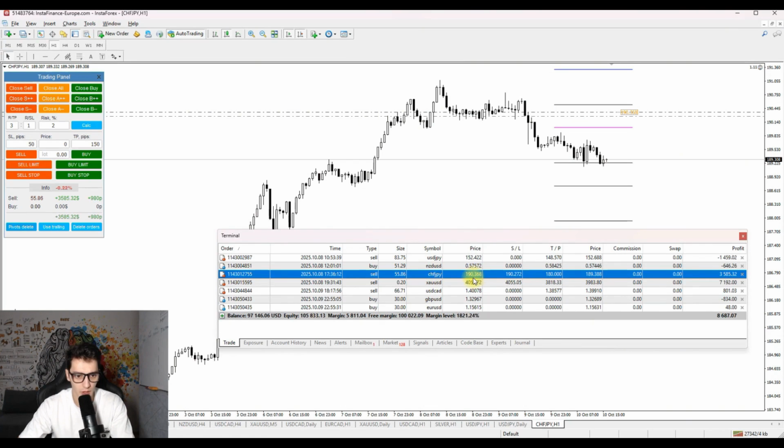Sorry, it was 190.368. A little less favorable because I didn't have time. The price immediately went down. You can see it dropped instantly. So while we were making the forecast and entering the price, the entry point shifted a bit. But that's not a big deal.